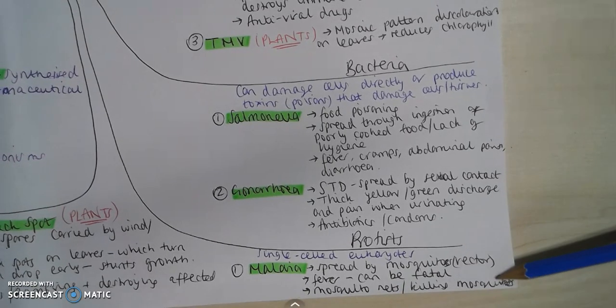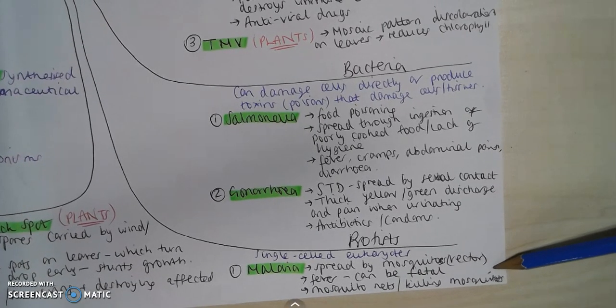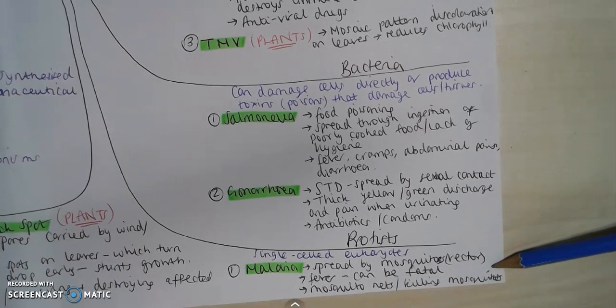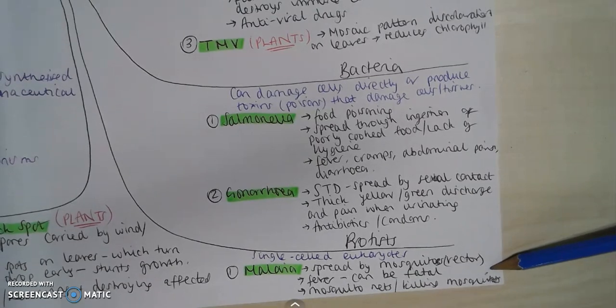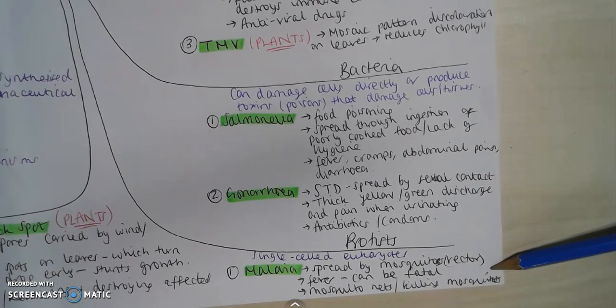And the main preventative measures are mosquito nets to stop or reduce the chances of being bitten by them, particularly at night when sleeping, or killing the mosquitoes. So obviously if you kill or reduce the number of mosquitoes, using insecticide and things like that, it will reduce the likelihood of malaria being spread around.